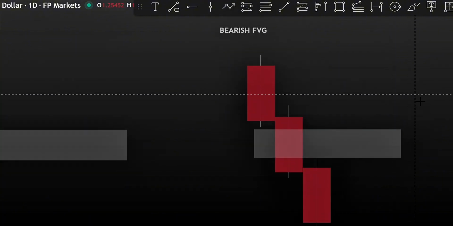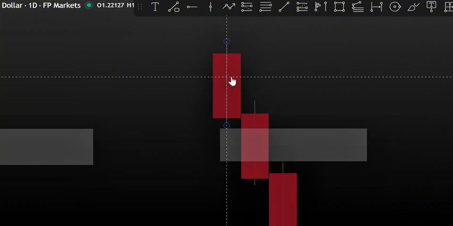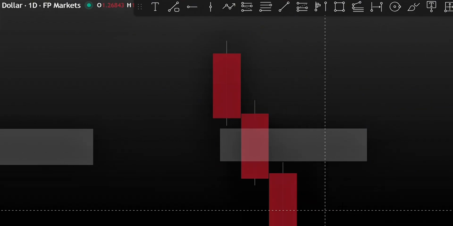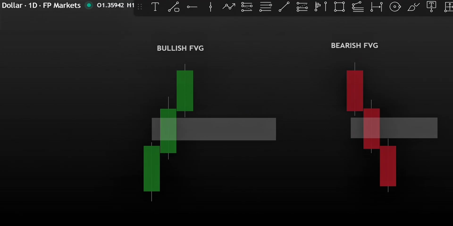When we are going down, the gap between the first bearish candle and the third bearish candle, we call a bearish fair value gap. Theoretically, it's a very easy topic, but finding these levels and contextualizing them on the real chart is where the real skills come into play. So we will move toward a real chart example.